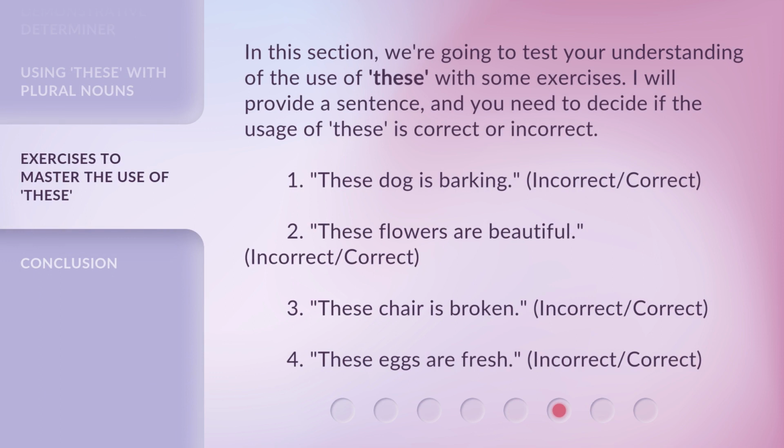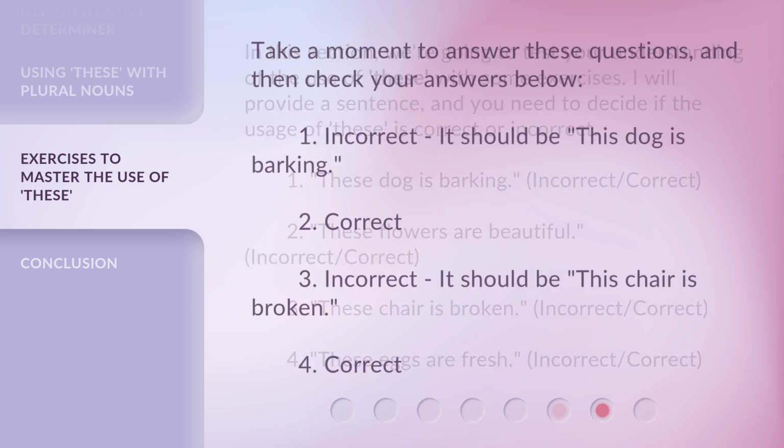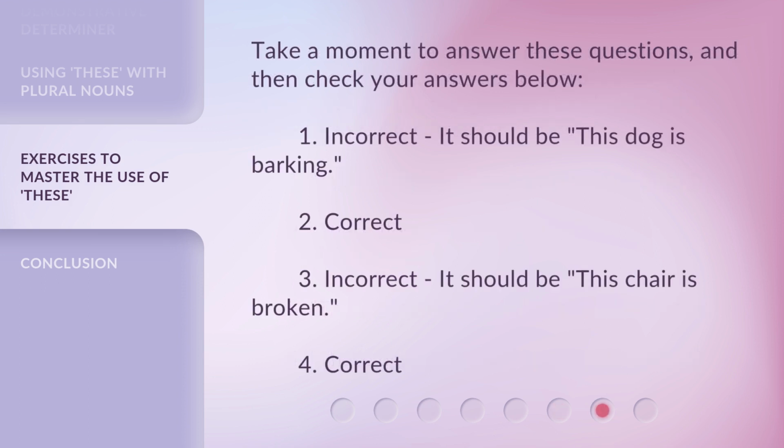In this section, we're going to test your understanding of the use of these with some exercises. I will provide a sentence, and you need to decide if the usage of these is correct or incorrect. 1. These dog is barking. 2. These flowers are beautiful. 3. These chair is broken. 4. These eggs are fresh. Take a moment to answer these questions, and then check your answers below.